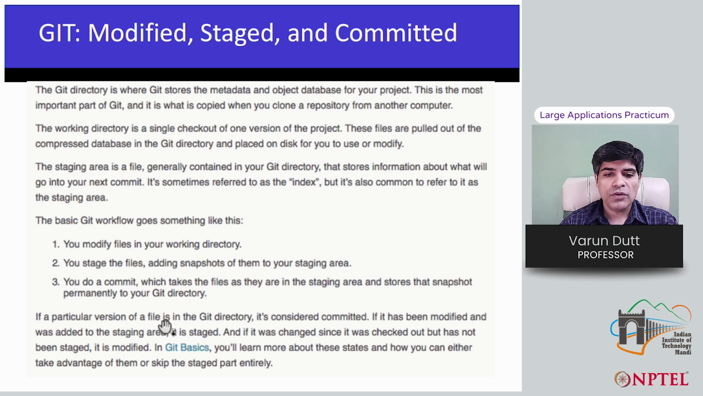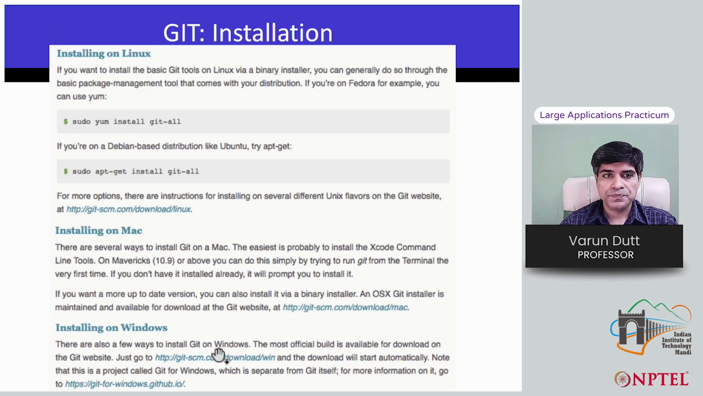If a particular version of a file is in the Git directory, it is considered committed. If it has been modified and added to the staging area, it is staged but not yet committed. And if it was changed since it was checked out but has not been staged, it is in the modified state. So basically these are the three states in which files can exist in a Git repository.